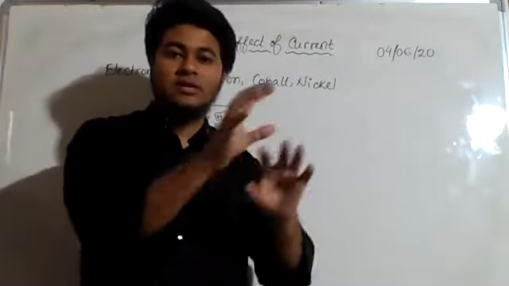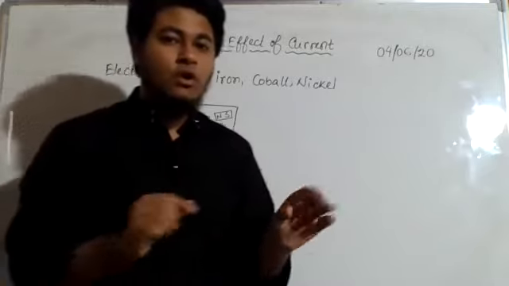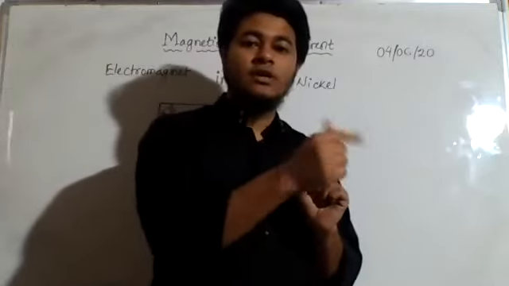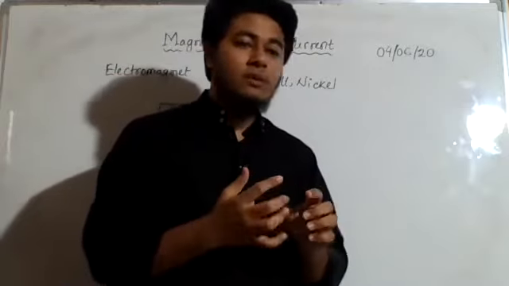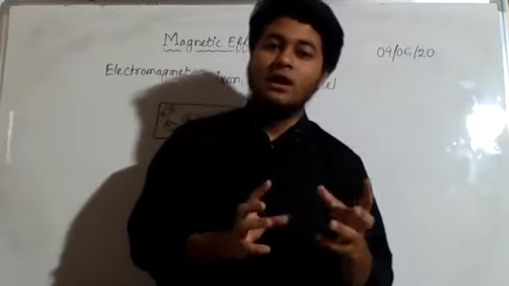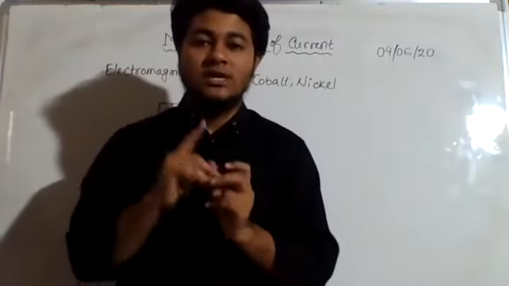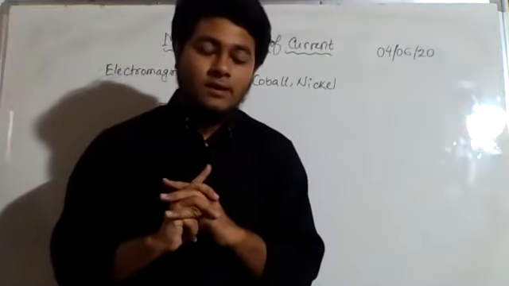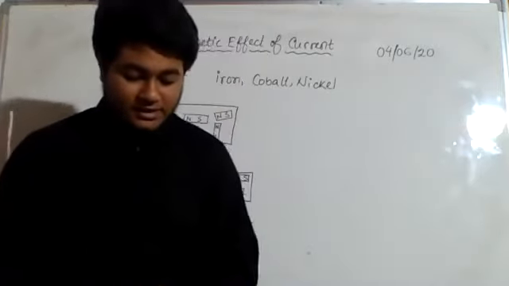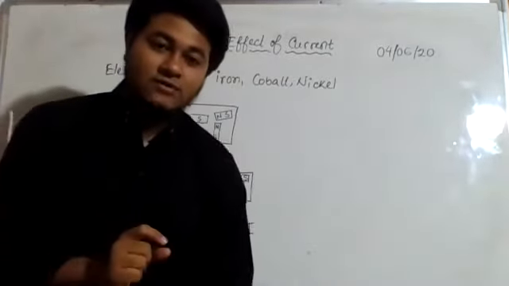Okay, previously there was no iron piece or any cobalt or nickel piece used. Only the coiling of the wire was there, and due to the current flow, the magnetic field was generated. But now we have inserted an iron piece inside the solenoid, and we will notice a remarkable increase in the magnetic field of the solenoid magnet that will be created. So this is the first line's meaning.